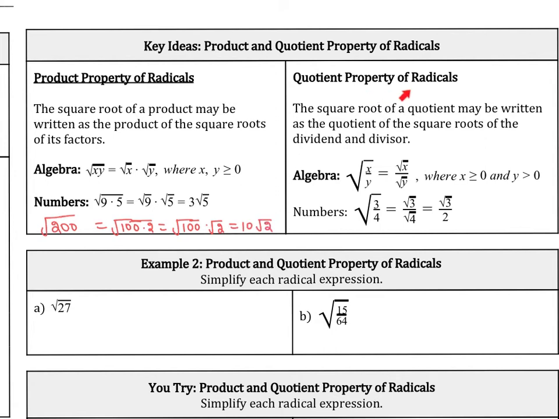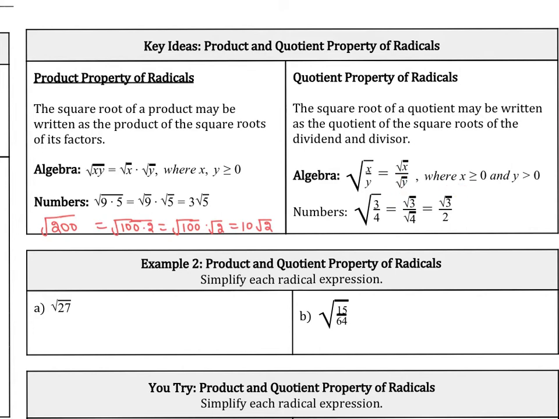For the quotient property of radicals, the square root of a quotient may be written as the quotient of square roots of the dividend and divisor. Similarly to multiplication, where we can separate the x and y, in division we can separate the numerator and denominator. So square root of x over y can be written as square root of x divided by square root of y.